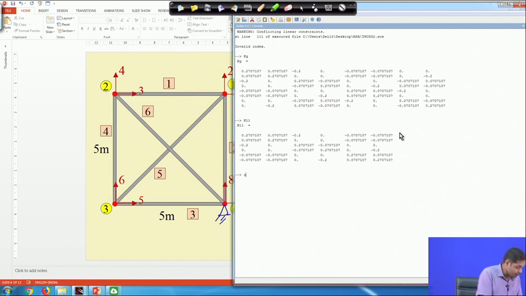Let us find out the determinant of K11 and Kg. The determinant of Kg is 0, which was expected. The determinant of K11 is also 0 here. Now, why is the determinant of K11 0?